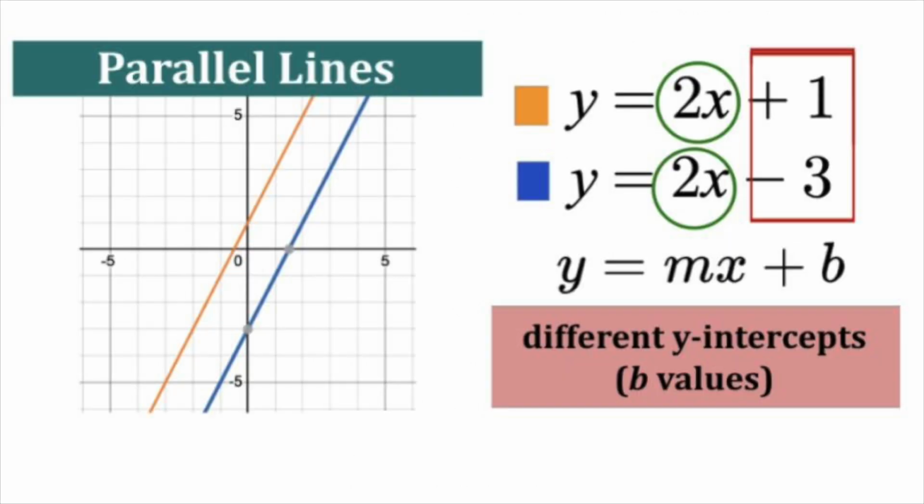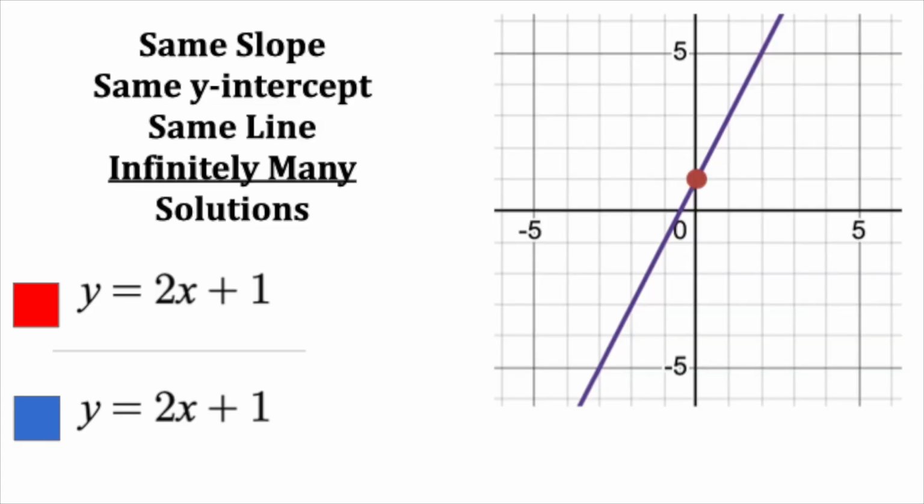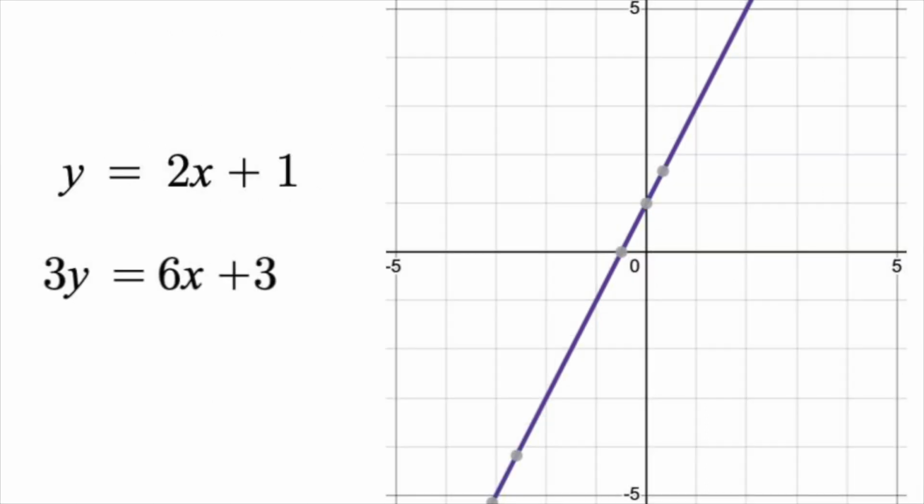And another situation that you could have is if you have the same slope and the same y-intercept, then those are the exact same line. That means there are infinitely many solutions because they are the exact same line. Every single point on the line is a solution to both equations of a line. Notice this example here where the second equation is just the first equation with each term multiplied by 3. That would be infinitely many solutions. When you graph it, you see that they are the exact same line.